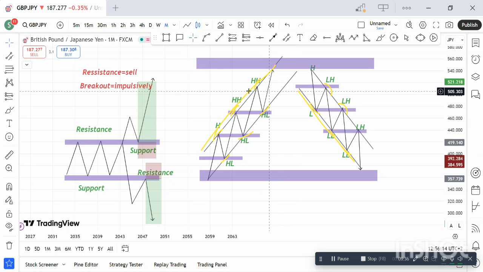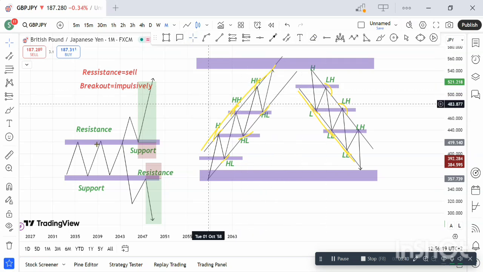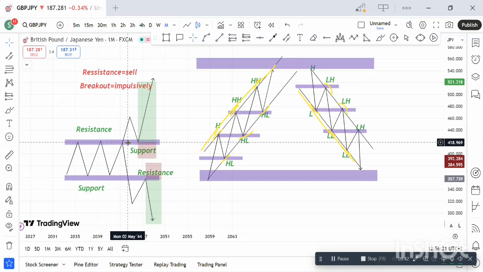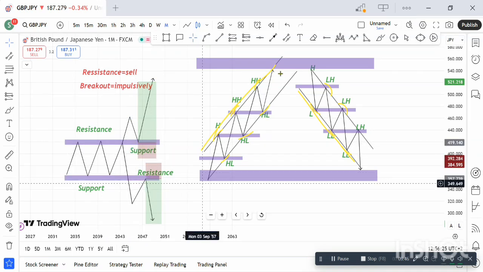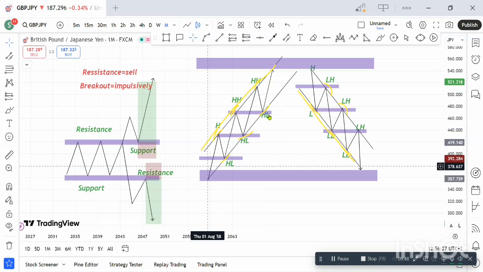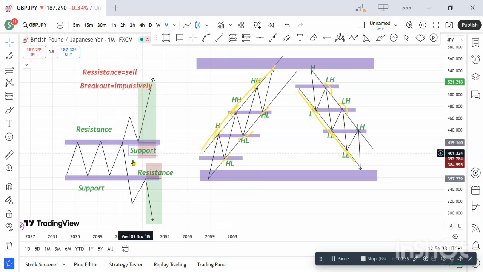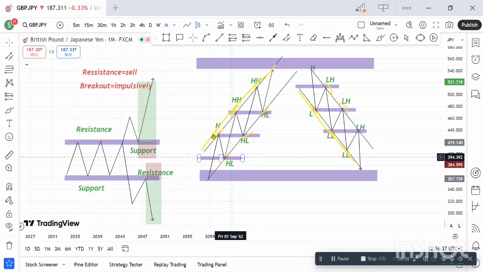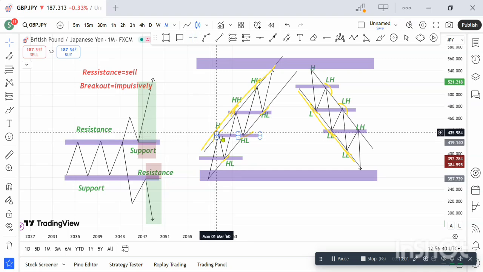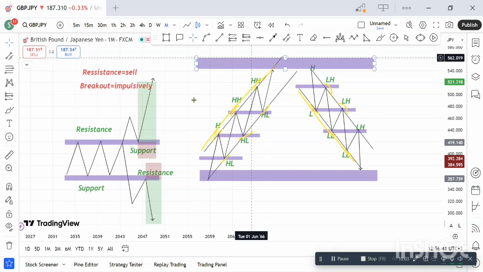Summing up everything and coming to a basic conclusion, support and resistance do not only occur horizontally but also diagonally, right guys? Support and resistance happen diagonally, not only horizontally. So always know that if you want a support diagonally, you buy. If you want a resistance diagonally, you sell, as I've just told you now.